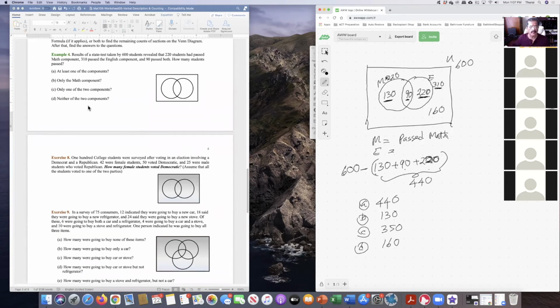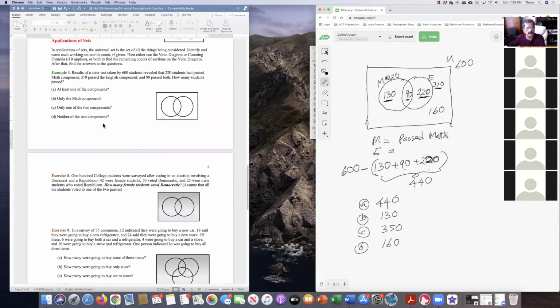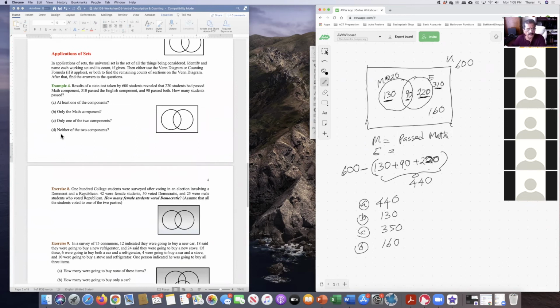Did we get 160 by adding the inside and then subtracting? No, 160 is outside the two circles. And the question is, how many passed neither of the two components? I just wanted to know, how did we find the 160? Yes. We added all the numbers inside, 130, 90, and 220, and came up with 440. Take the 440 off of the 600. That gives you the 160 outside. Okay, thank you.